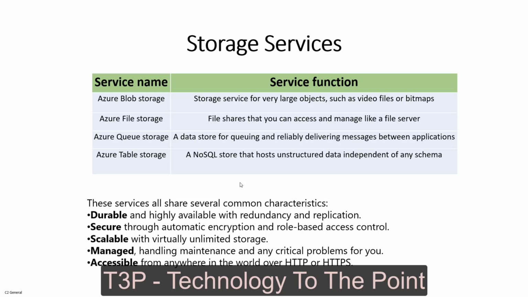In the storage services, we have four main services: blob storage, file storage, queue storage, table storage. Blob storage is a storage service for very large objects such as video files, bitmaps and so on. File storage provides file shares, and behaves like a file server. Then we have queue storage, used mainly for messaging, because its data is stored for queuing and reliable delivery of messages between applications.